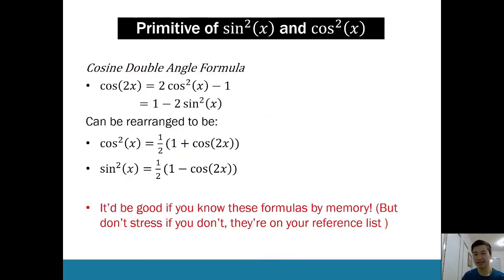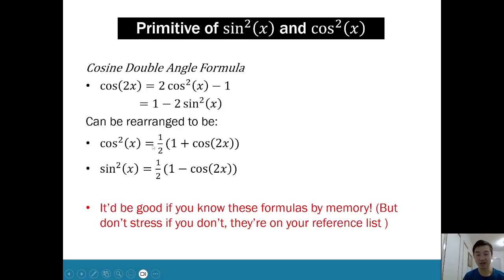So another Extension 1 area of calculus you learned about is how to integrate sine squared x and cos squared x. The way we integrate them comes from the cosine double angle formula. Remember that cos 2x is equal to 2 cos squared x minus 1, and it can also be written as 1 minus 2 sine squared x as well. Using these results, we can rearrange them to make cos squared x and sine squared x the subject.